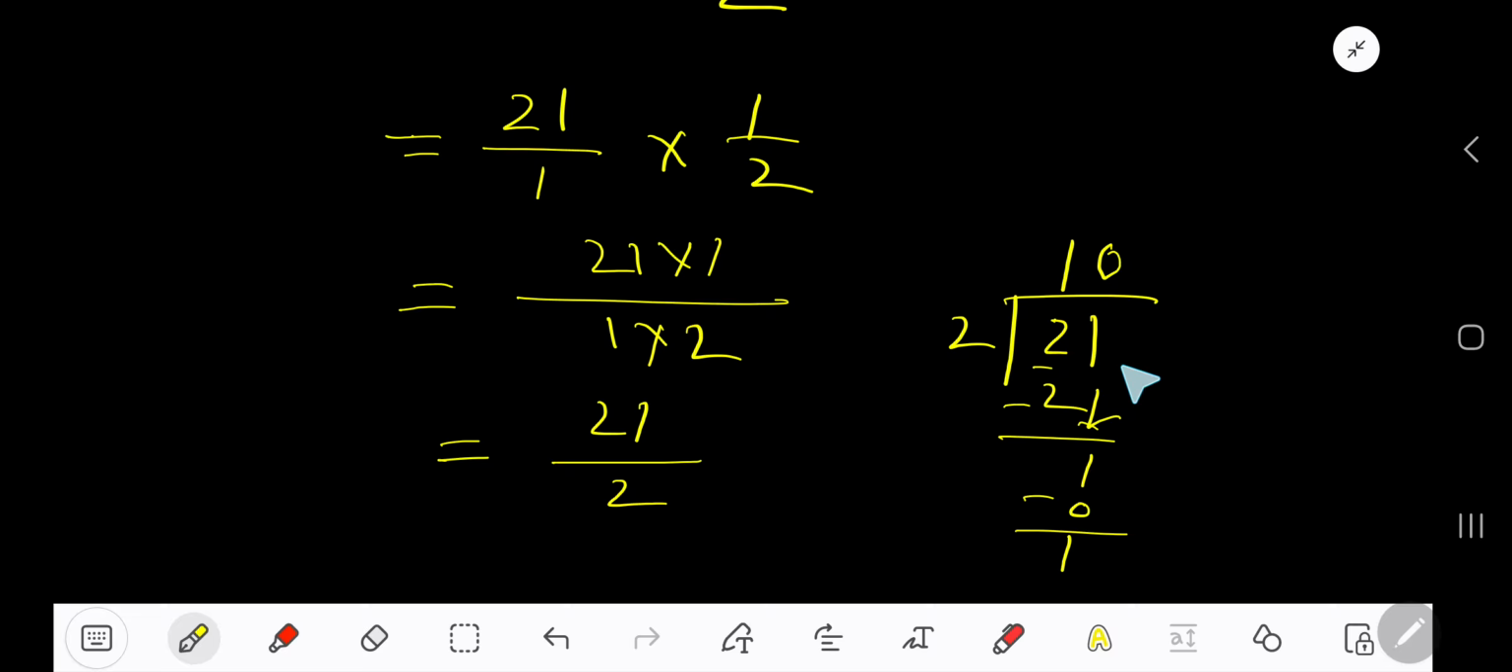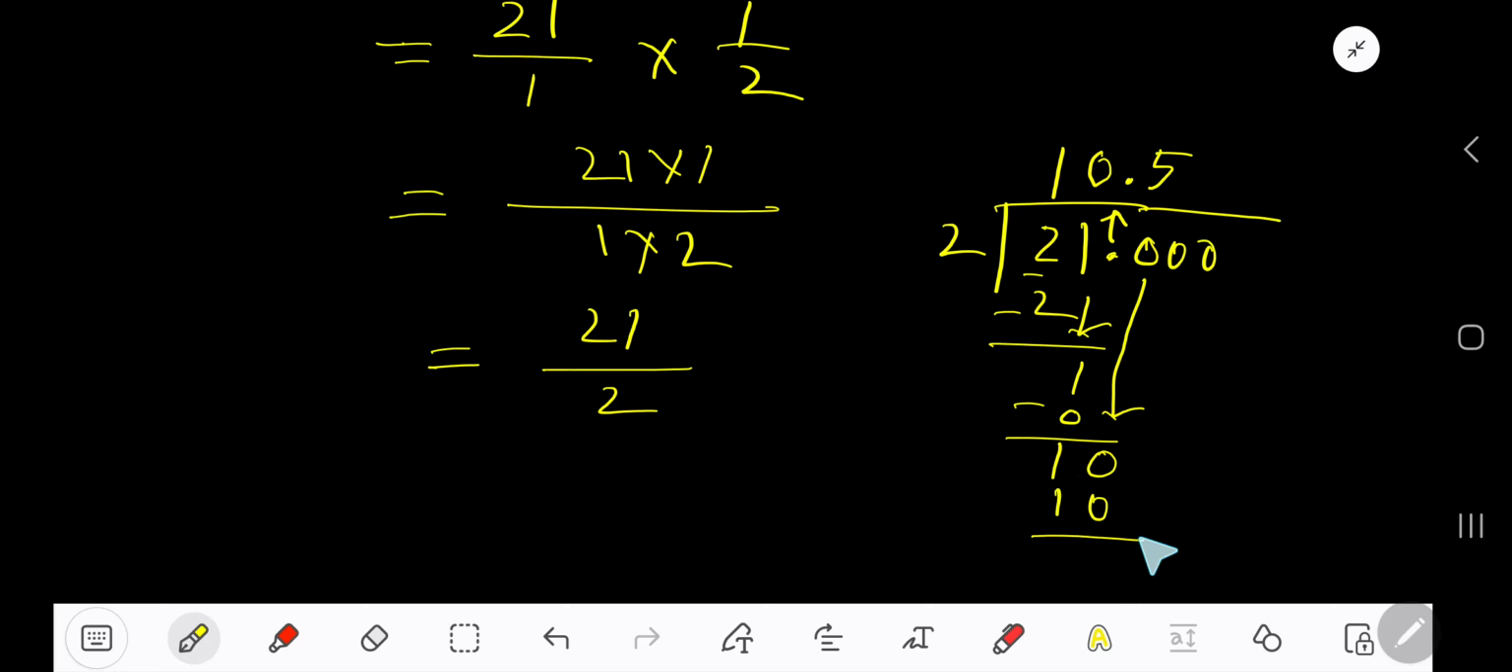So to continue this process, take a decimal here, add a number of zeros, and bring down the first zero. Before the zero there's a decimal. The decimal must come to the quotient directly. 2 goes into 10, 5 times. 5 times 2 is 10. Subtract, you get 0. So our answer is 10.5.